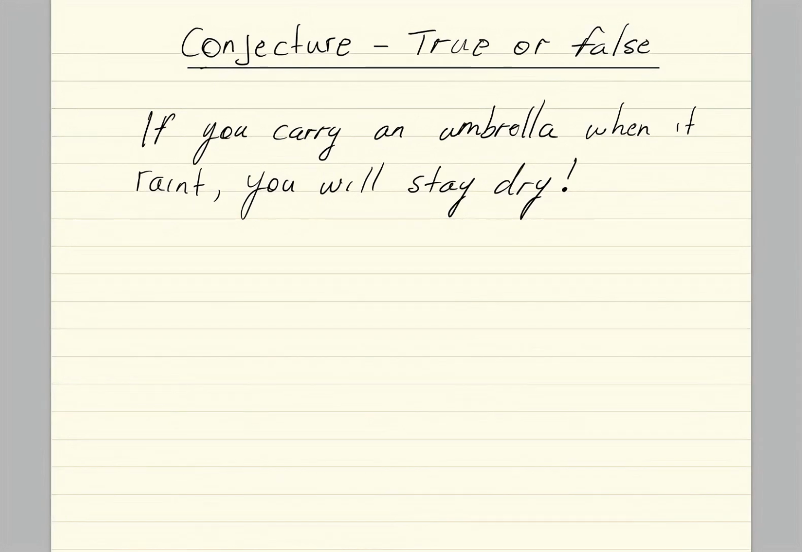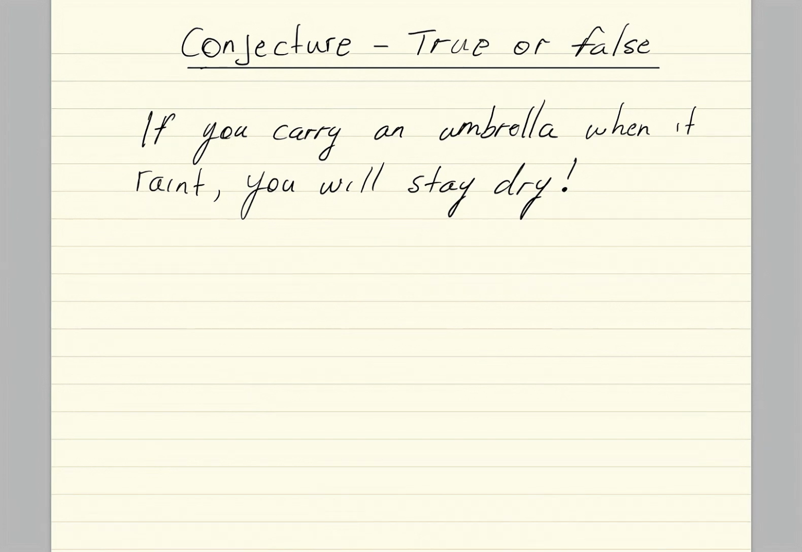So today we're going to learn how to determine whether a conjecture is true or false. To determine if a conjecture is true or false, let's start with true. To determine that it is true, you need to prove that it is true for all cases. So for all situations.